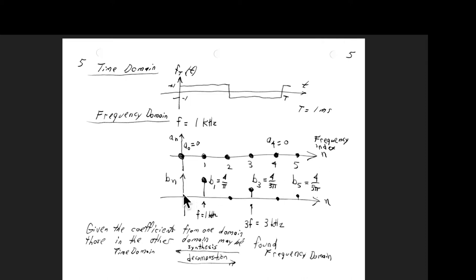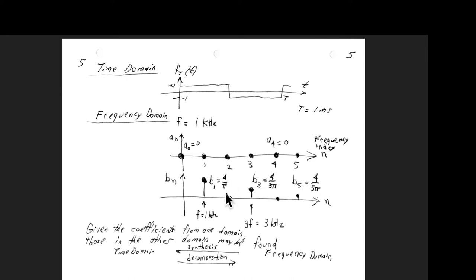There is no B0 coefficient. The sine coefficients start at n equals 1, at B1. And so B1 is 4 over pi, B2 is 0, B3 is 4 over 3 pi, B4 is 0, B5 is 4 over 5 pi.